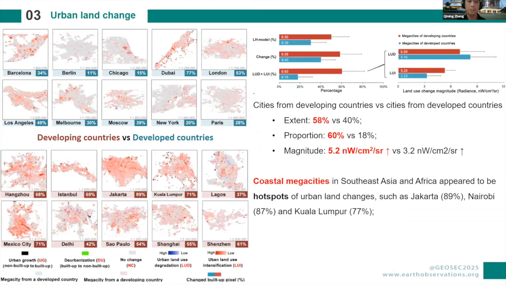We then compare the condition between cities from developing countries and cities from developed countries. If we look at the lower left panel, those are the cities from developing countries. We find that there are a lot more red pixels and a lot of pixels in dark red, which indicates that cities from developing countries have a higher proportion and a higher magnitude of urban land use intensification.